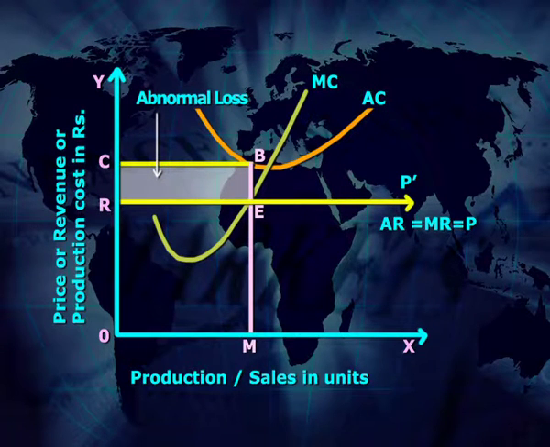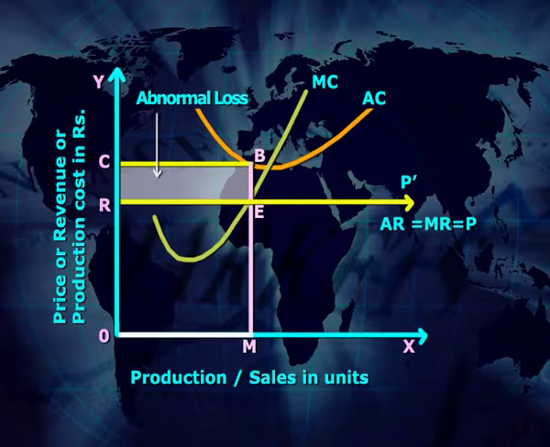Let us take an explanation of the diagram. In this figure, we measure production or sales of the commodity in units on the OX axis and price, revenue, production cost in rupees on the OY axis. During the short run, in the market of perfect competition, with the market forces OR, market price is determined. Therefore, in this figure RP dash line is the average revenue line or marginal revenue line of the firm.